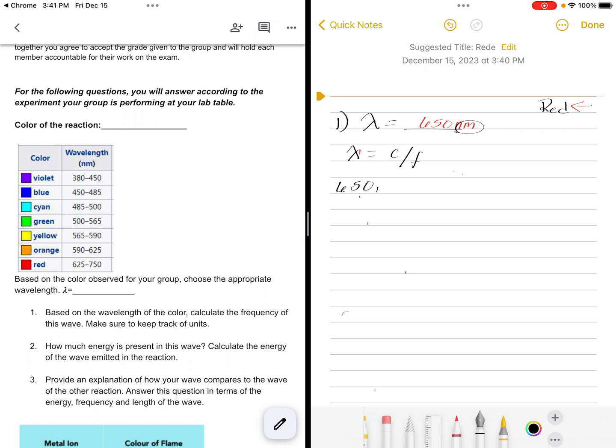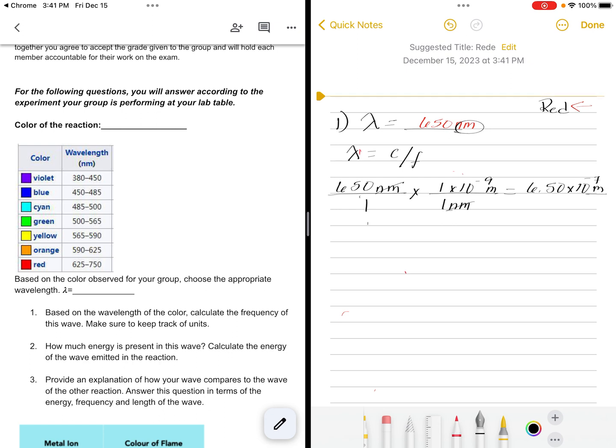650 nanometers, I have to convert that, right? And that's the conversion factor that I gave you on the board. So I know that for every 1 nanometer, there are 1 times 10 to the negative 9 meters. Okay, nanometers cancel. If nanometers cancel, I'm left with 6.50 times 10 to the negative 7 meters.